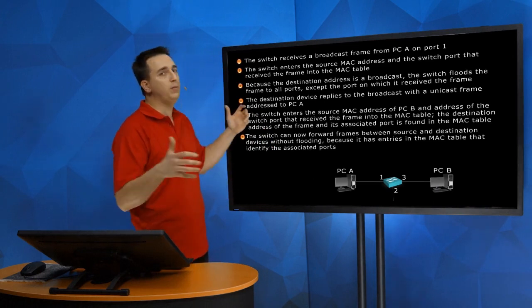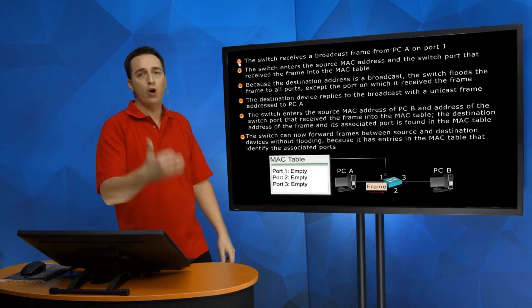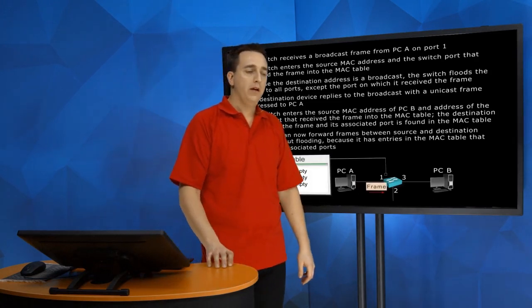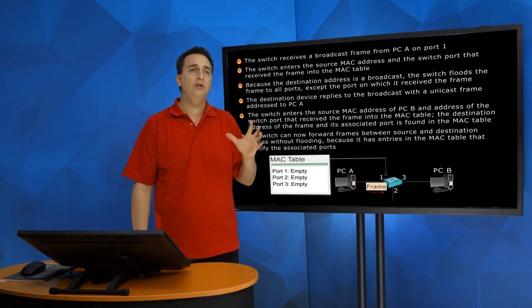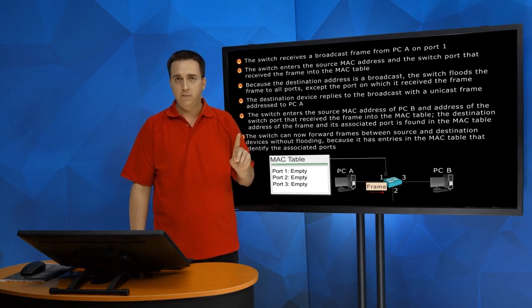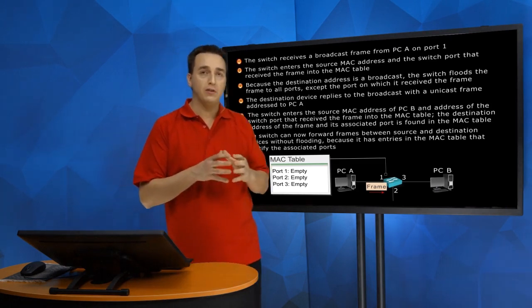That could be a DHCP discover message. It could be an ARP request. Some type of broadcast frame is being sent out. So the switch receives this broadcast frame. What does it do first and foremost? Well, the switch is going to educate itself. What does it want to know? It wants to know who this frame came from. So it's going to look at the source MAC address field.